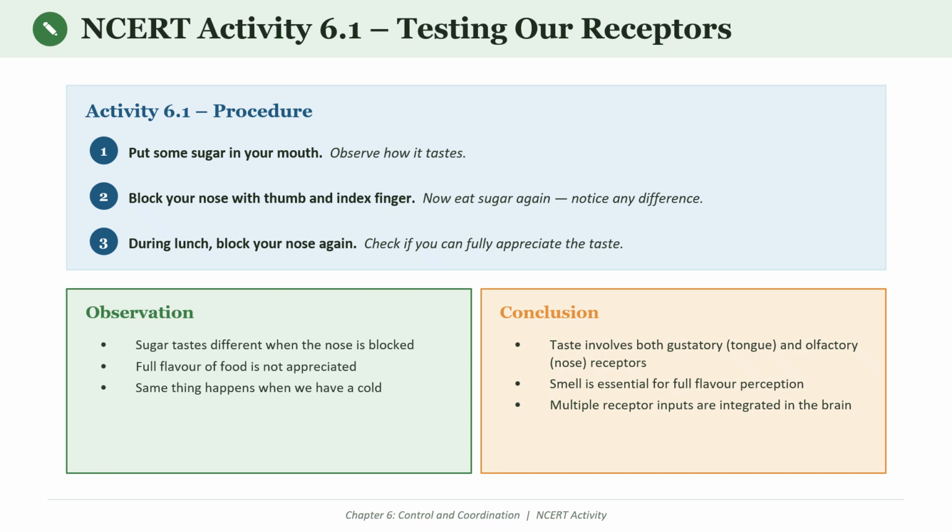See, sugar tastes different when the nose is blocked, and also the full flavor of the food is not appreciated. Same thing happens when we have a cold, right, children? Actually, what is happening here? See, taste involves both gustatory cells, which are present in the tongue, and also the olfactory cells, which are present in the nose, responsible for smelling. So smell is essential for full flavor perception. So multiple receptor inputs are integrated in the brain. So what happens? See, these sense organs work together for better understanding of the environment.